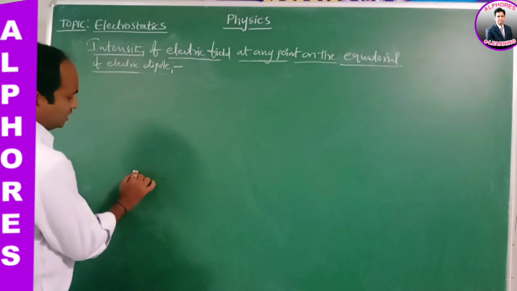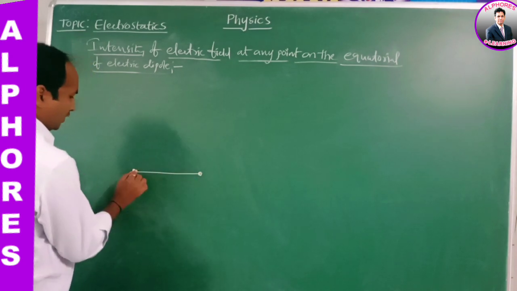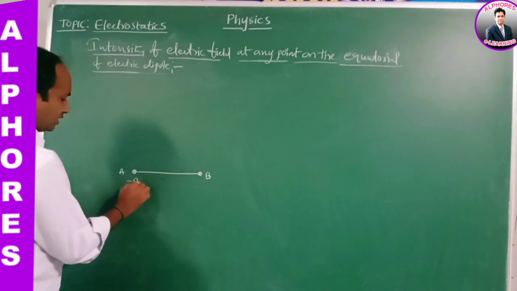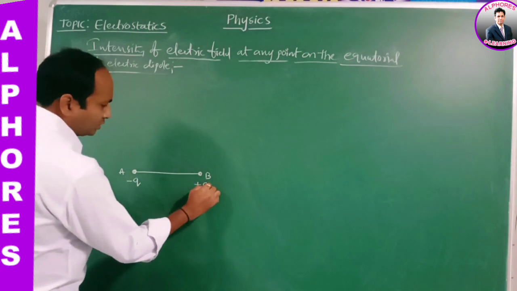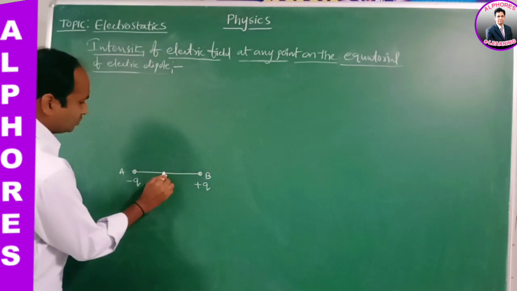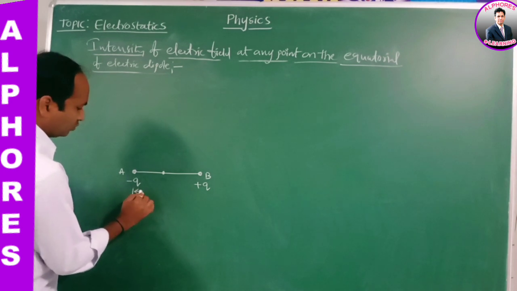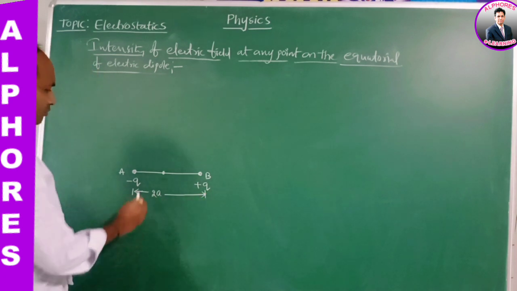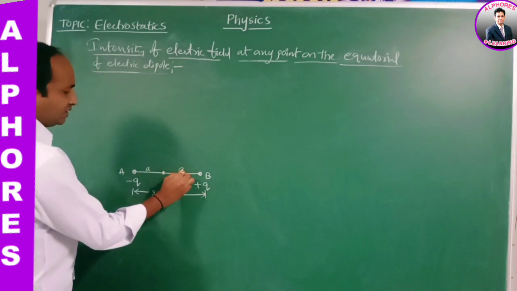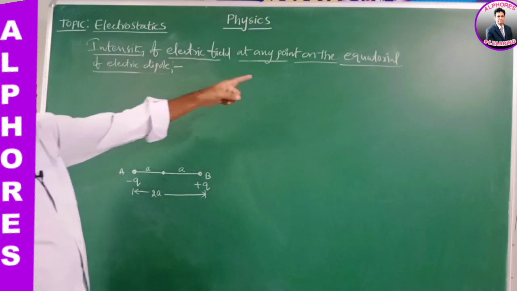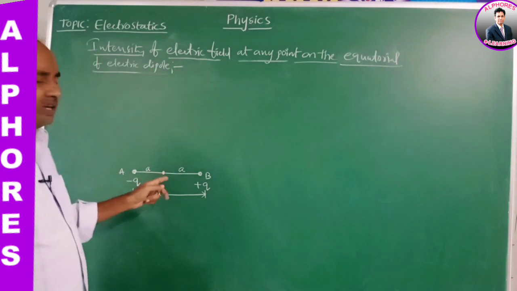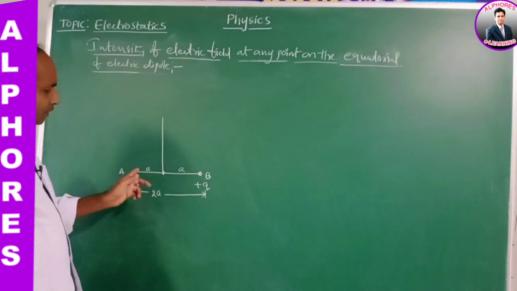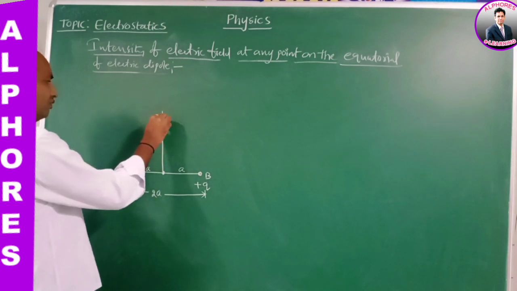So let us consider an electric dipole. Let AB be an electric dipole, with two charges of the same magnitude, minus q and plus q, separated by a distance 2a. The distance between the two charges is 2a. From the center to either charge, the distance is a. The perpendicular bisector of the axial line is called the equatorial line.